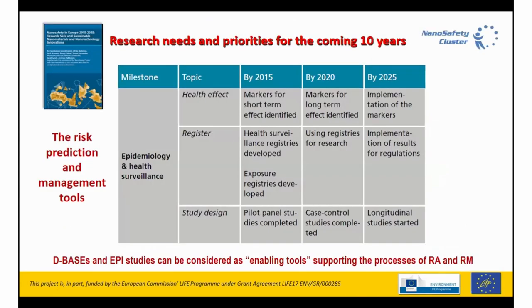When dealing with new and emerging technologies, such as nanotechnologies, it is reasonable to assume that epidemiological studies will be needed in the future. Therefore, epidemiological studies have been identified as risk prediction tools and a mandatory component of a strategy aimed to anticipate potential adverse health effects related to exposure to nanomaterials in humans, particularly for medium and long terms.